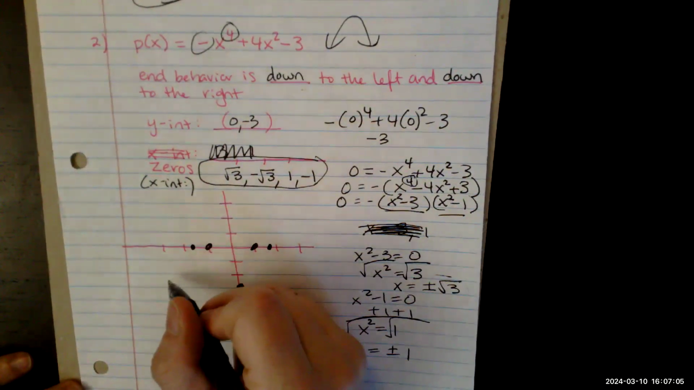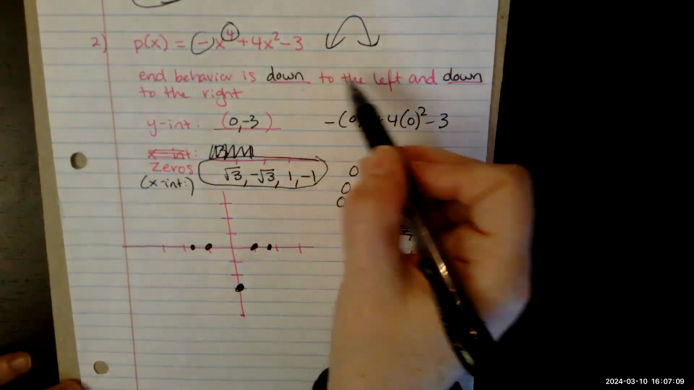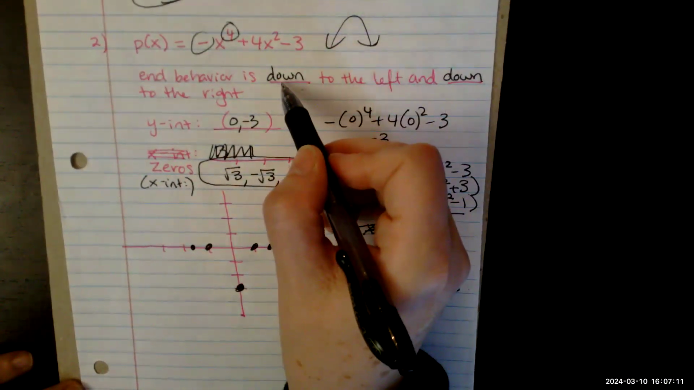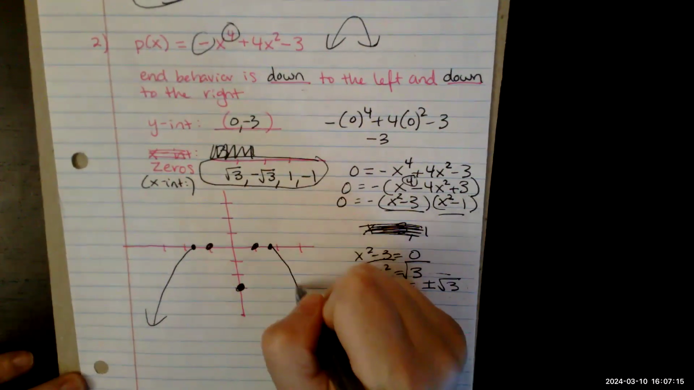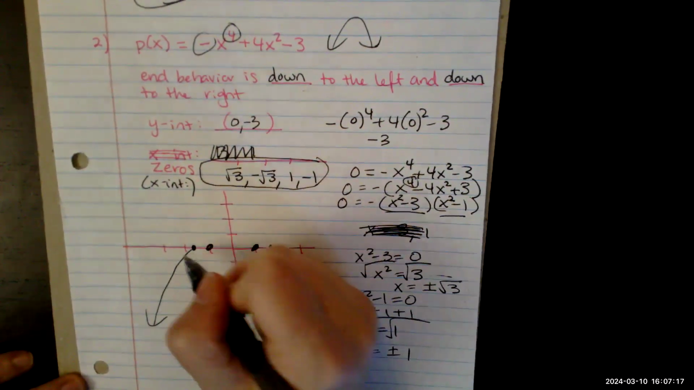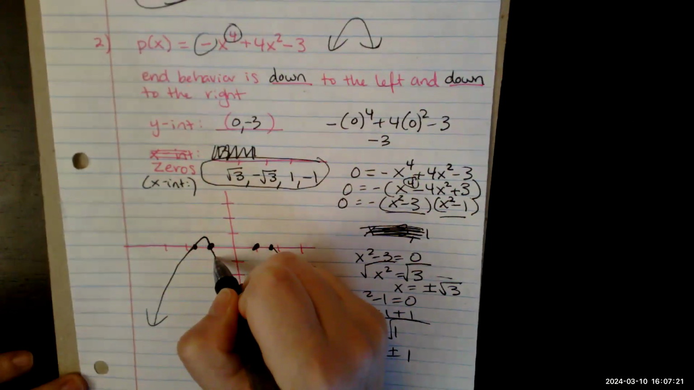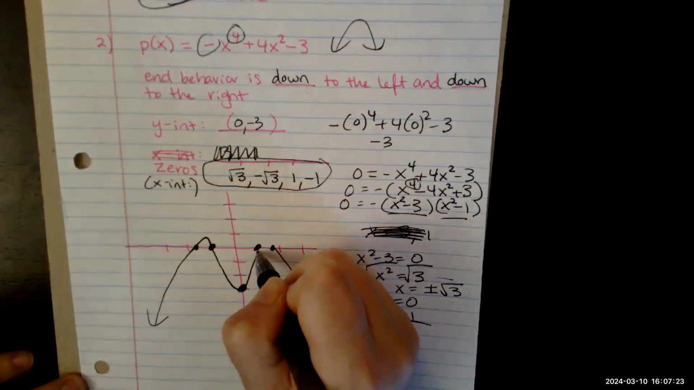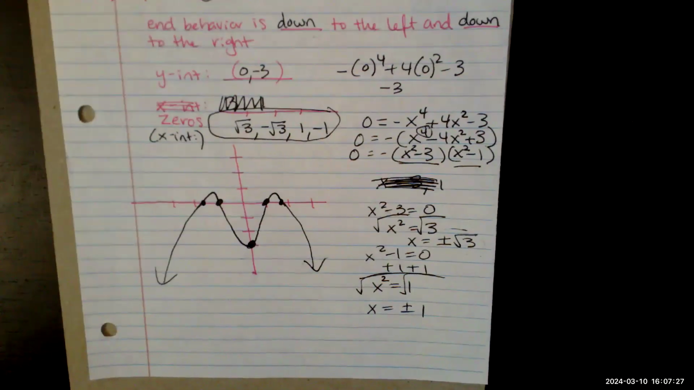And now, where do I start? Do I come down or do I go up? Well, if we already know the end behavior is that we go down and down, I can start by that, and then go through each one of these because none of them were a double root. So it should look something like that.